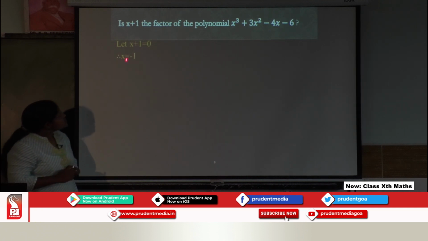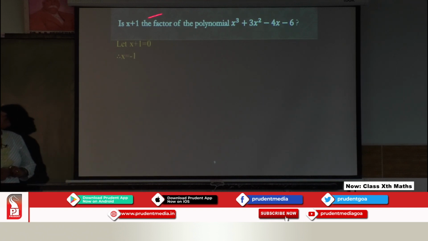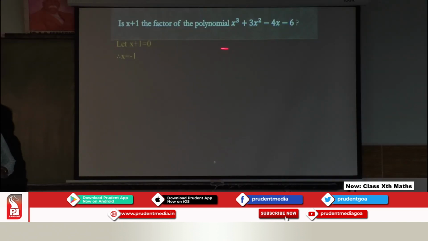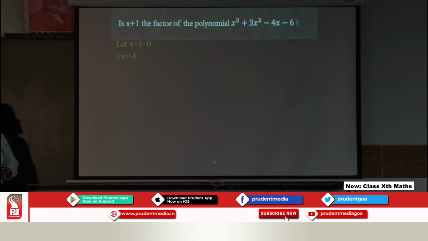Now let us substitute this in this polynomial, okay, and let us check whether this is a factor. It will be a factor only when the value of this polynomial turns out to be 0. If it is not 0, then this is not a factor, and if it is 0 after substituting this value, that means x plus 1 is a factor.